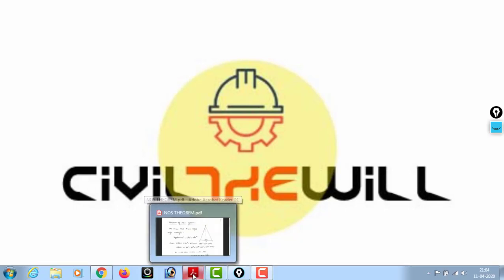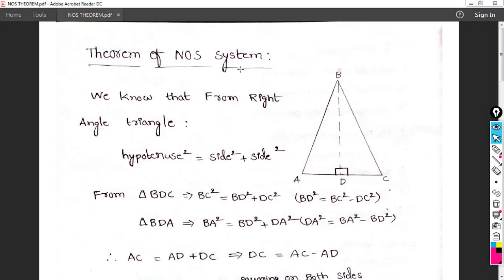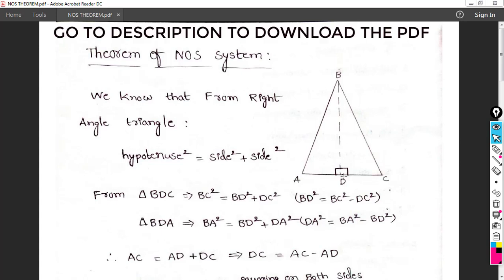So I'm opening the notes on how we can derive the NOS system. So the notes of the theorem of NOS system. So let's derive the NOS formula.